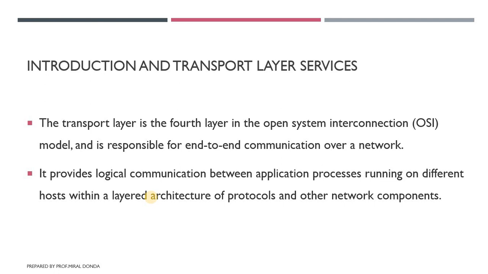Basically, first let's understand what a transport layer is. We already learned about the transport layer in our OSI model. The transport layer is the fourth layer in the Open System Interconnection, the OSI model, and is responsible for end-to-end communication over the network. We all know that the transport layer is the heart of the OSI layers. For any networking communication, the transport layer plays a key role.